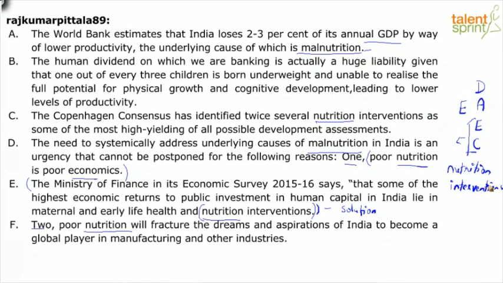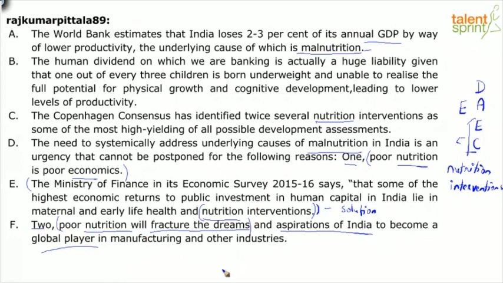Look at B. B in fact expands on this statement. What is the clue word in the statement? Dreams are fractured. Aspirations of India to become a global player is kind of reduced. How is that happening? B expands on that. The human dividend on which we are banking is actually a huge liability, given that 1 out of every 3 children is born underweight and unable to realize the full potential for physical growth and cognitive development, leading to lower levels of productivity. So, poor nutrition will fracture the dreams.